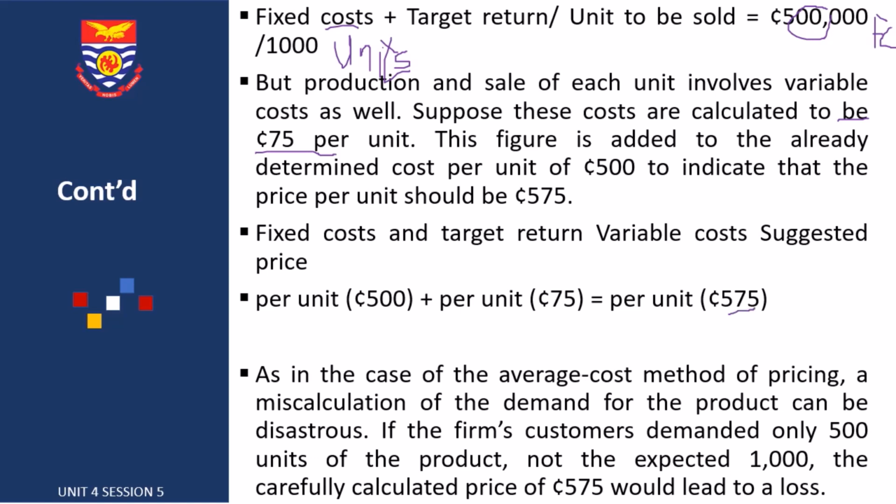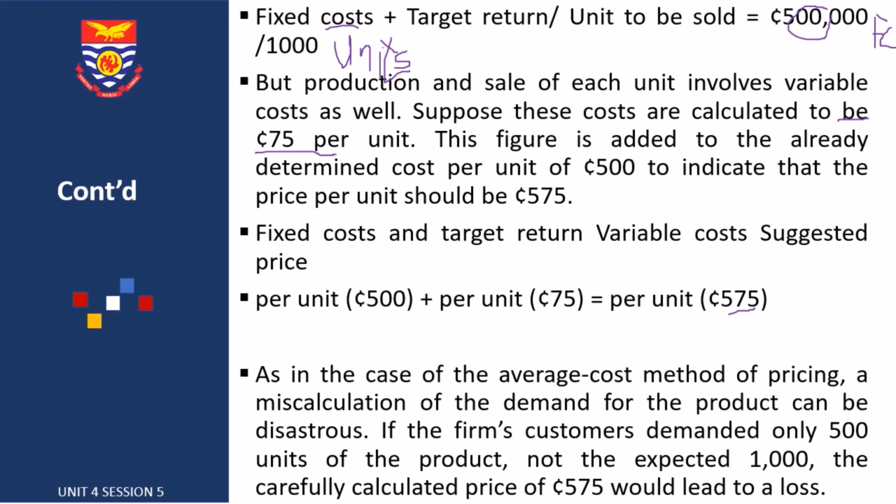As in the case of the average cost method of pricing, a miscalculation of the demand for the products can be disastrous. Because we are using the units to be sold and not units sold, if there is any deviation in the number of units which would be demanded, there will be a problem somewhere. If the firm's customers demanded only 500 units of the product, not the expected 1,000, the carefully calculated price of 575 would lead to a loss.